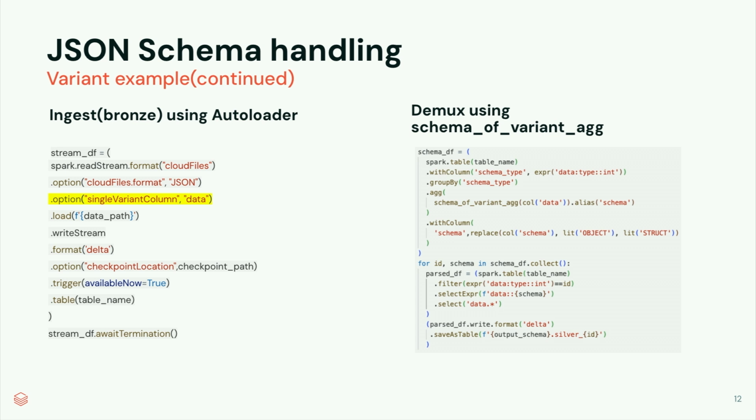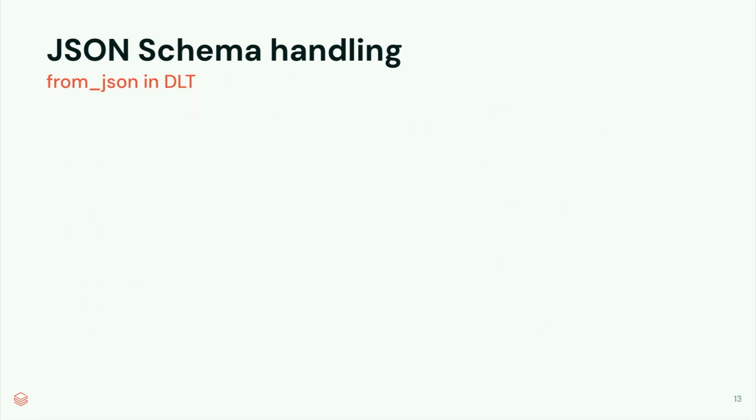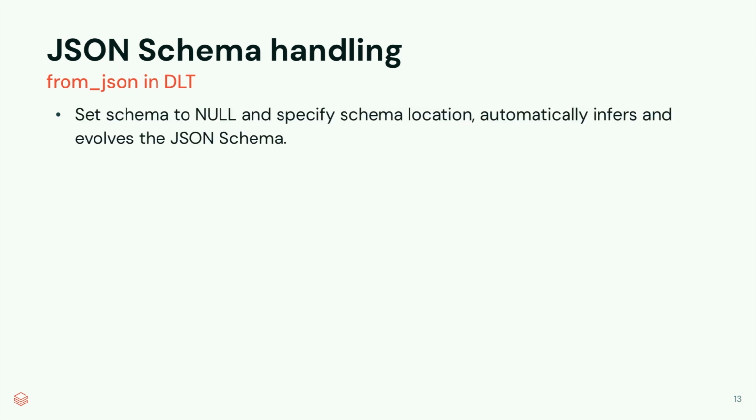You want your pipeline to be robust enough, like the flexibility, right? That's what we talked about initially, like how JSON is flexible. You want your pipeline to be flexible enough to handle all this. How do you do it? This can be done using from JSON that we discussed before, but in DLT you can do it by specifying schema as null. When you specify schema as null, it's going to kick off the automatic schema inference and evolution for you.